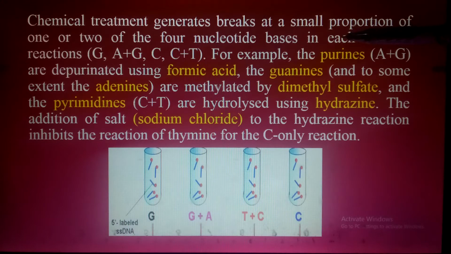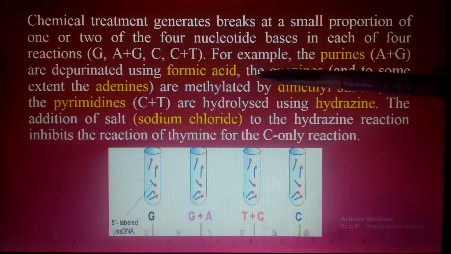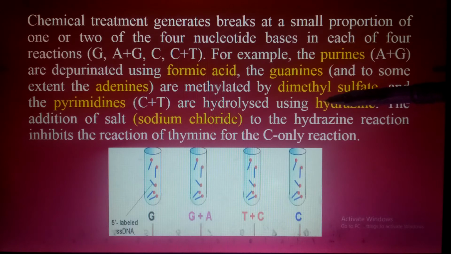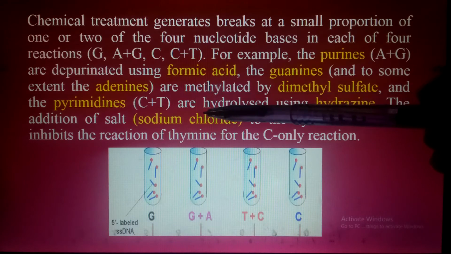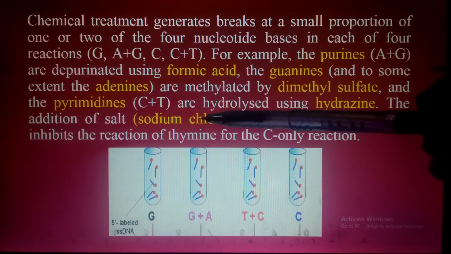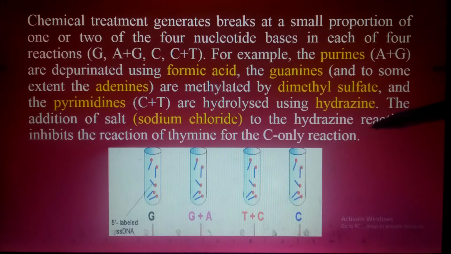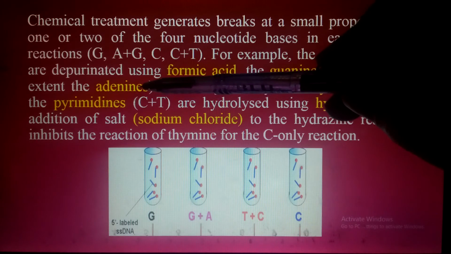First, purines are chemically treated with formic acid. Keep it in your mind and note it down in your notebook. Formic acid and dimethyl sulfate are used for the purines, and hydrazine was used for what? The pyrimidines, meaning cytosine and thymine. The addition of sodium chloride was also done to the hydrazine reaction. You are familiar with the hydrazine reaction for cytosine and thymine.